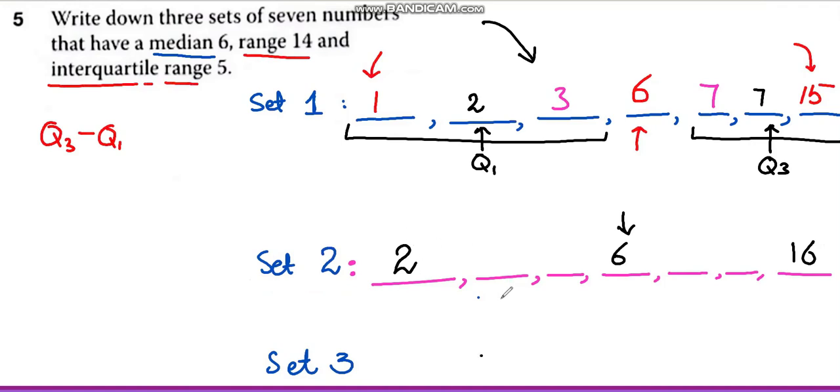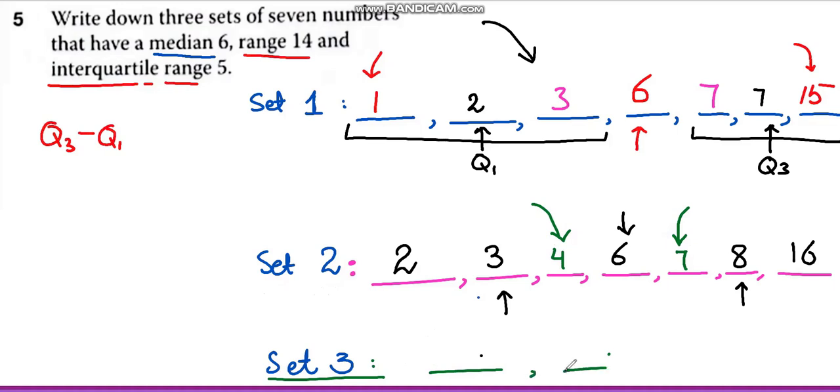Now to satisfy another condition, that the difference of the middle values of the lower and upper halves should be 5, this time I'm taking this value as 3 and this value as 8. So I will write the remaining two numbers by maintaining the ascending order, that it can be 4 and it can be 7. So I have made another set that satisfies the condition. I'm leaving this remaining part for you. Now we will proceed to the next question.